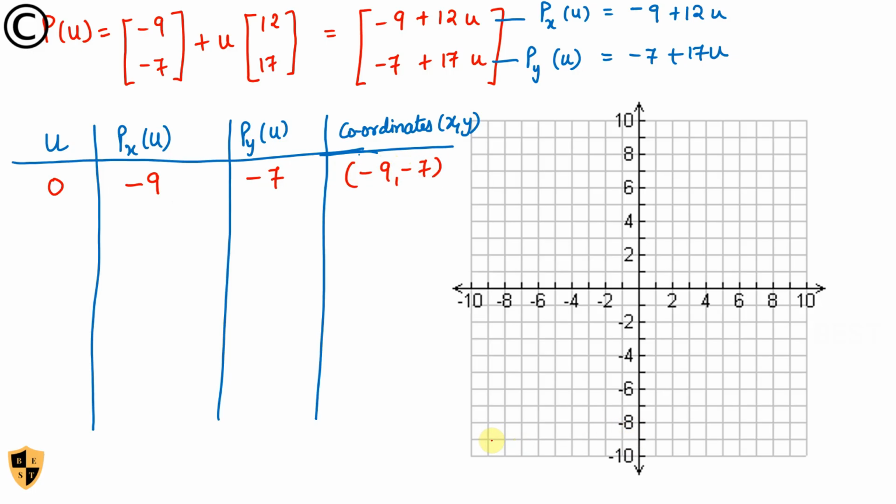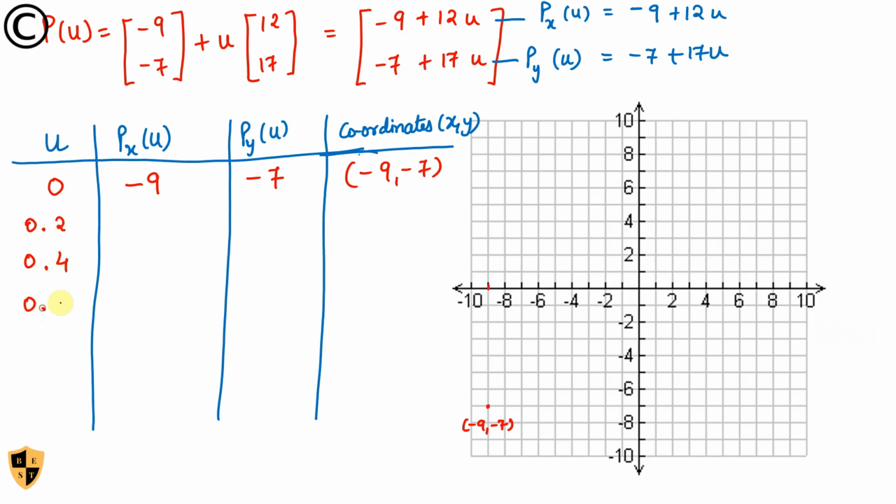So -9 and -7 is going to be this point. This is the first point, -9, -7. After that, as you can see, the value of u is ranging from 0 to 1. So I will take a few values in steps of 0.1 or 0.2. It's up to you. Let's say I will take 0.2 just for quick understanding.